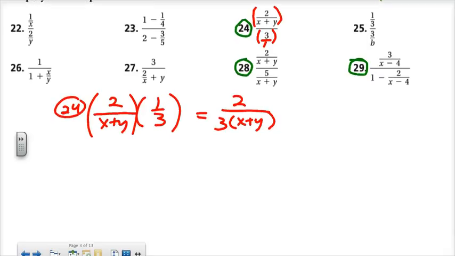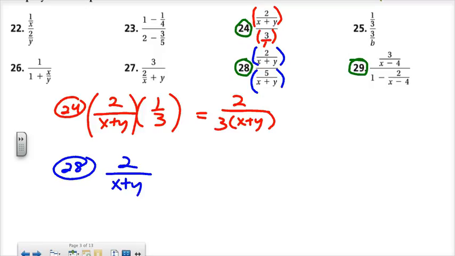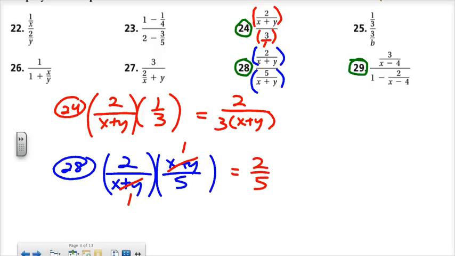Then with number 28, we have 2 divided by x plus y, and all of that is over 5 divided by x plus y. So what we have to do is multiply by the reciprocal. So there's the numerator, that one doesn't get flipped, but the one in the denominator absolutely gets flipped, which gives us some good news here, because that means our x plus y's are going to cross-reduce, and we will get 2/5 for the fraction for number 28.